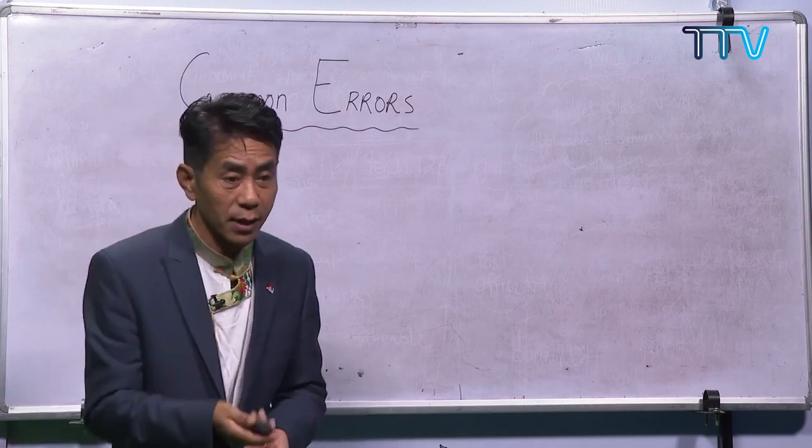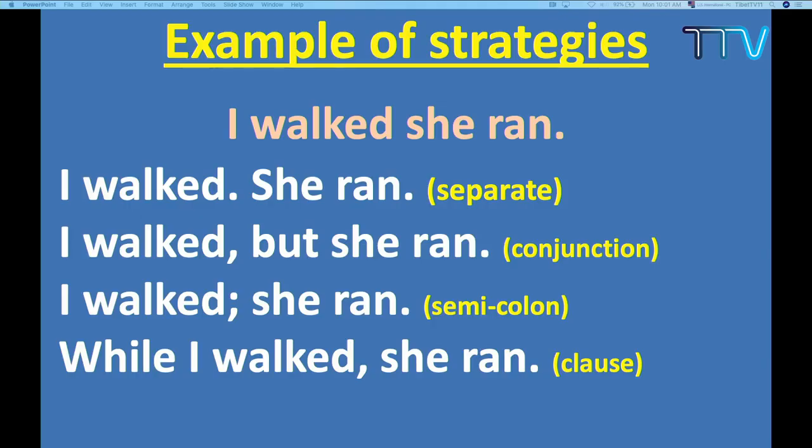You have already seen this. For example, I walk; she ran. If you look at the two sentences, you will see each is a complete sentence. I walk, that is a complete sentence. She ran, that's a complete sentence. So for that you have to use a semicolon.